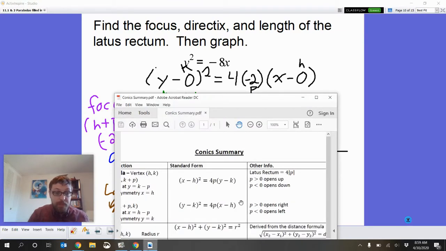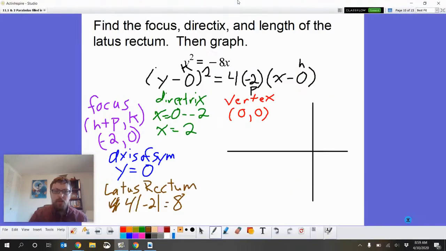Now, the last little bit, now remember, we're still doing the bottom stuff, like the latus rectum and the vertex are the same whether we're using the top chunk of the box or the bottom chunk of the box. Since we're going to use the bottom chunk of the box, we've got p is greater than 0, it should be opening to the right. If p is less than 0, it should open to the left. Our p value is -2. So p is less than 0, so it opens left.